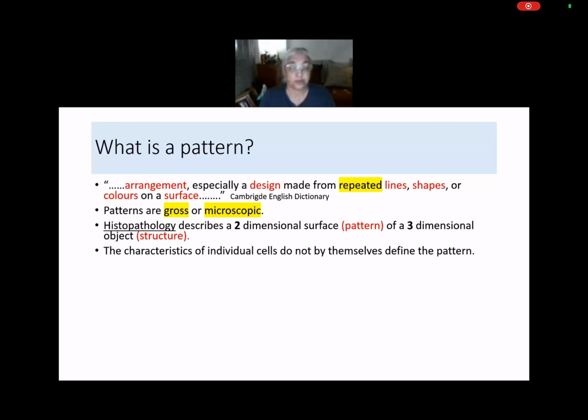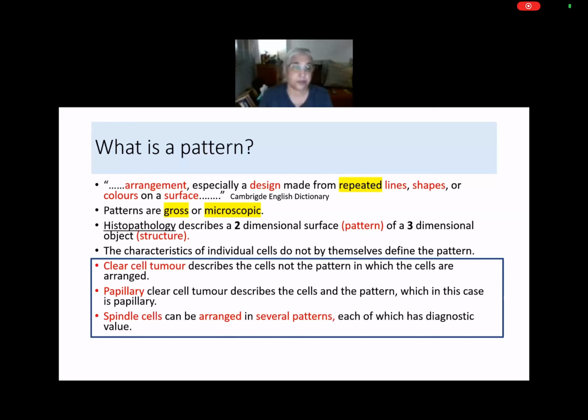Now, as I told you before, the characteristics of individual cells do not themselves define the pattern, because we're not describing cells in a pattern. We're describing the way the cells and the stroma are arranged to make some kind of repetitive or patternless representation on that surface, which is the slide. Just to give you an example, clear cell tumor describes the cells of a tumor, not the pattern in which the cells are arranged. Clear cell tumors may be in a glandular pattern, or in a diffuse pattern. It can be in any kind of pattern, but the cells may be clear. So clear cell does not describe a pattern.